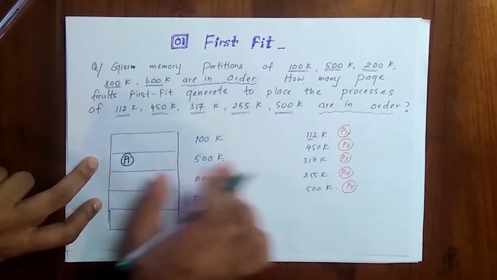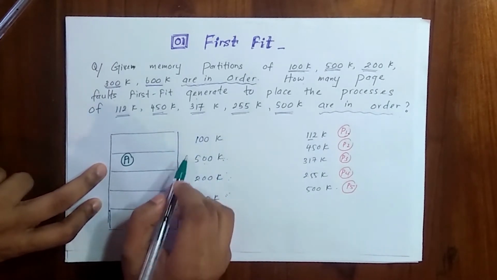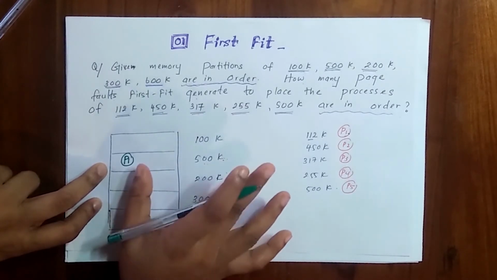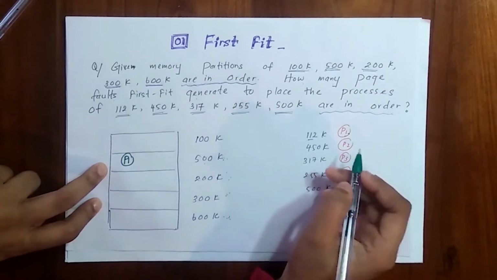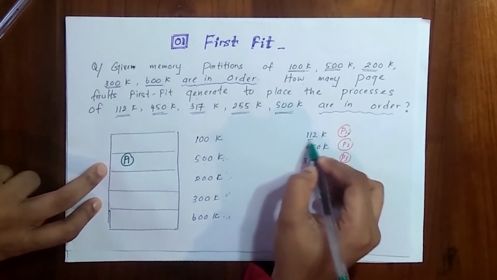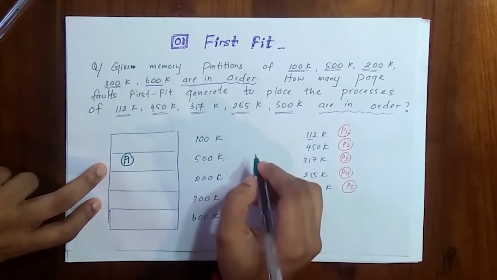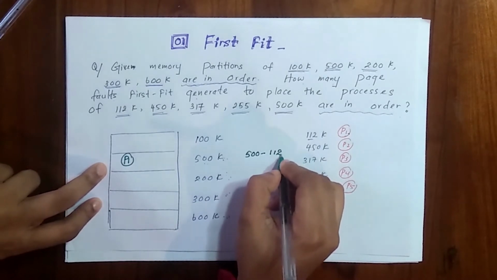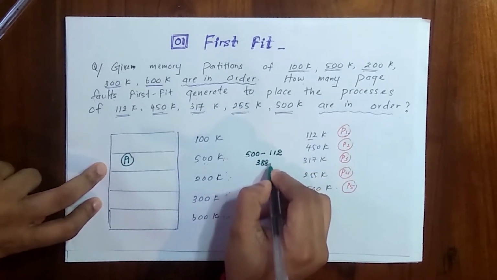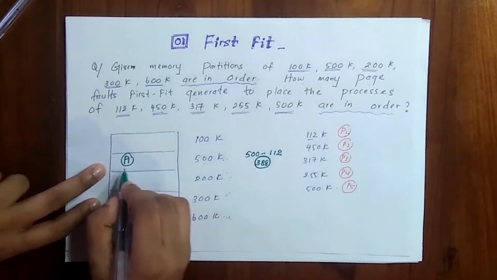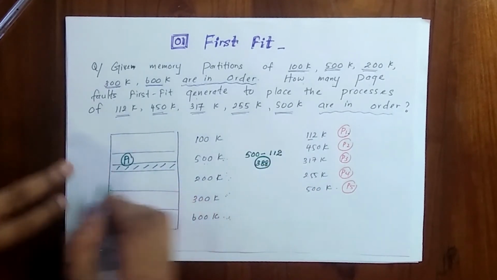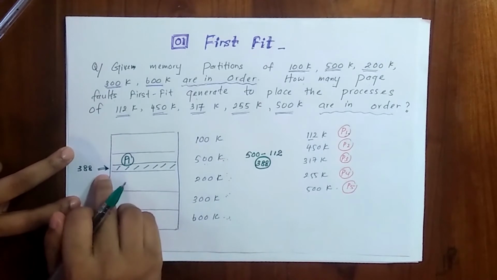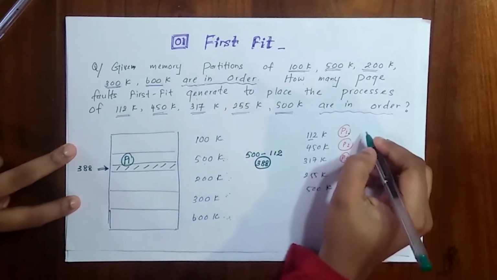Now after placing this process here, you can see that there is more available space. So now we are going to calculate the available space. The size of this process is 112, so 500 minus 112 is 388. We have 388 space left here. And now we are done with P1.